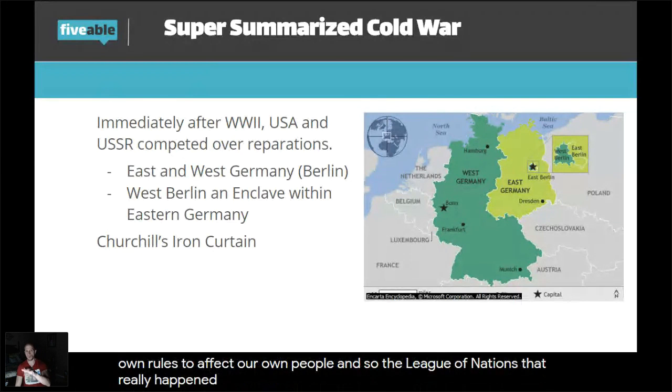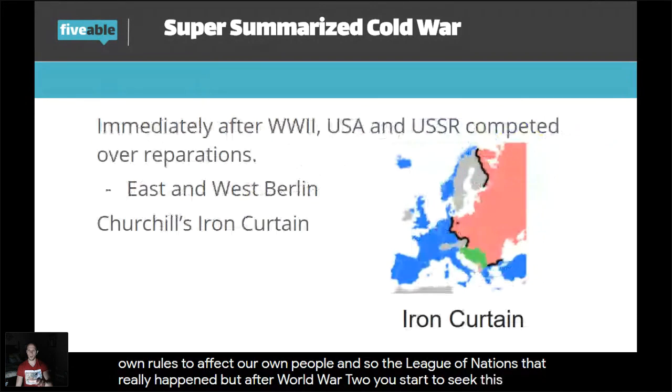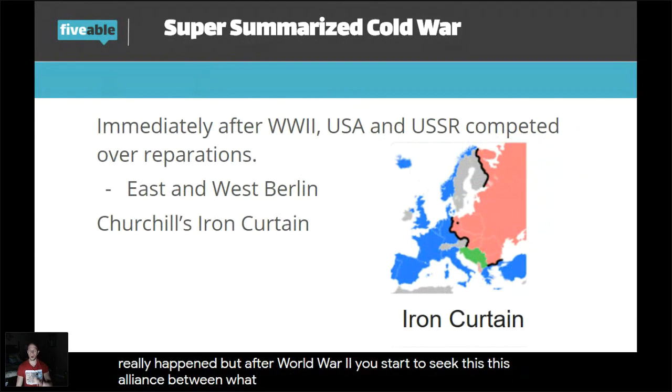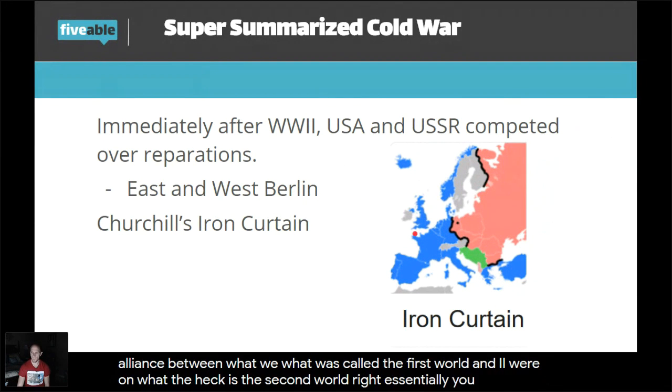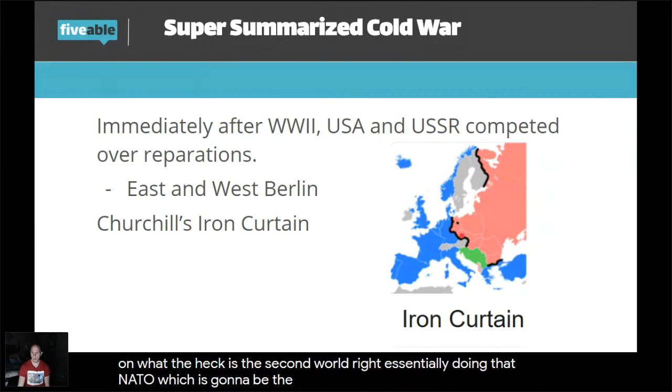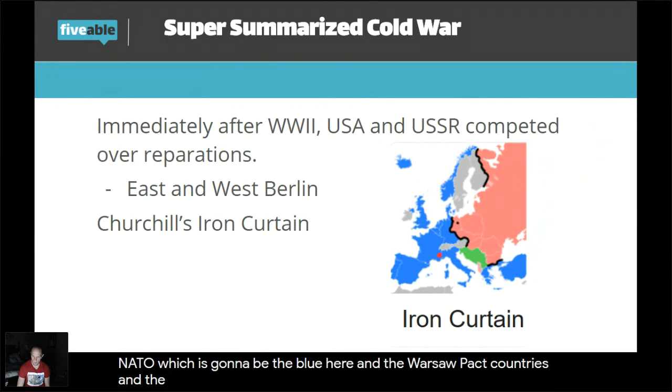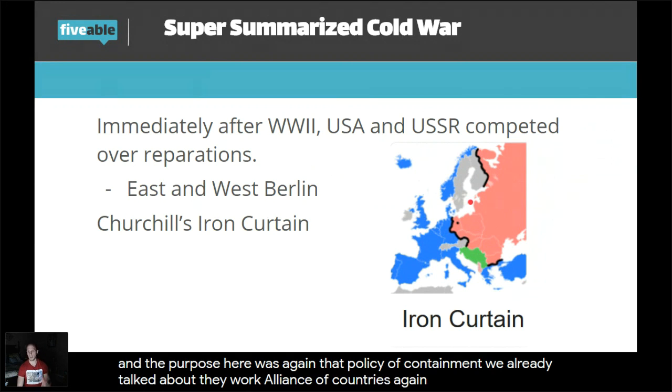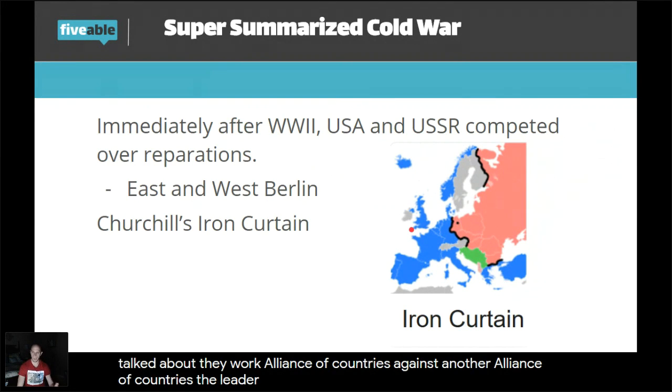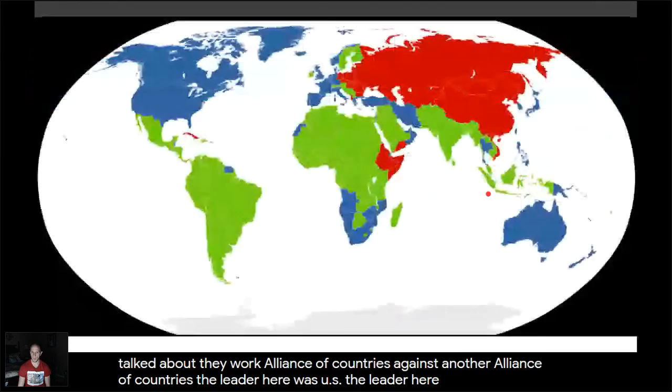But after World War II, you start to see this alliance between what was called the first world and the second world. And what the heck is the second world, right? Essentially, you're looking at NATO, which is going to be the blue here, and the Warsaw Pact countries, right? And the purpose here was, again, that policy of containment we already talked about. They were an alliance of countries against another alliance of countries. The leader here was the US, the leader here was the Soviet Union.